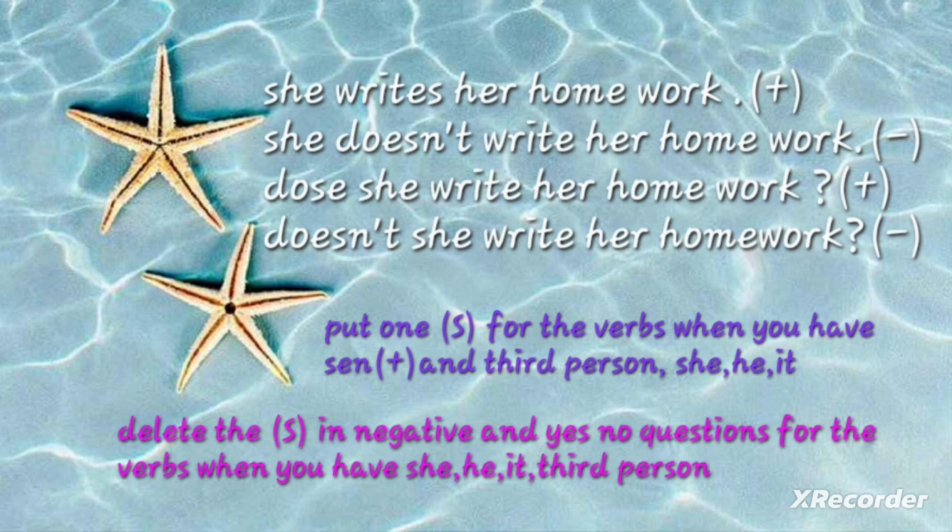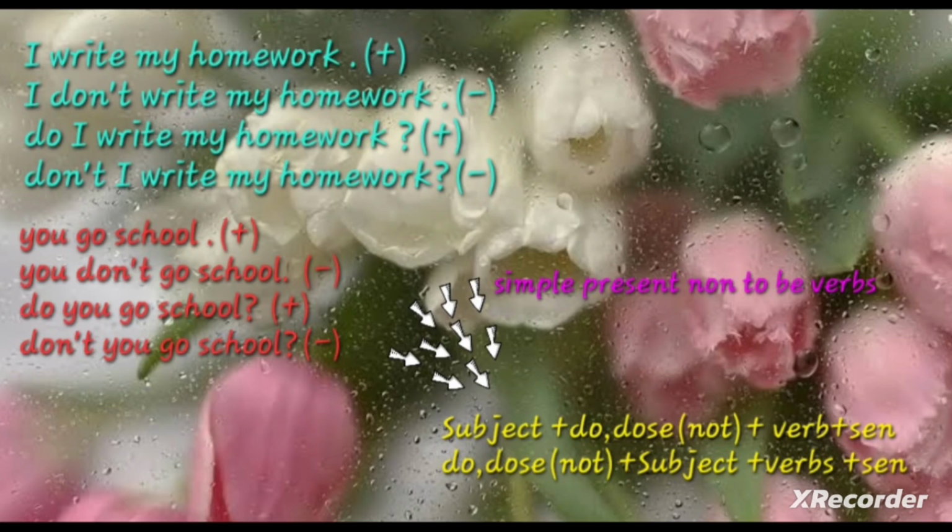And next thing, delete the S in the negative and yes/no question for the verbs when you have she, he, it, and the third person. Just for the present simple positive sentence, we should add one S after the verbs, like she writes, he goes, she looks. And for the negative format, the positive yes/no question and the negative yes/no question, we should delete that S and put it in the does and doesn't.